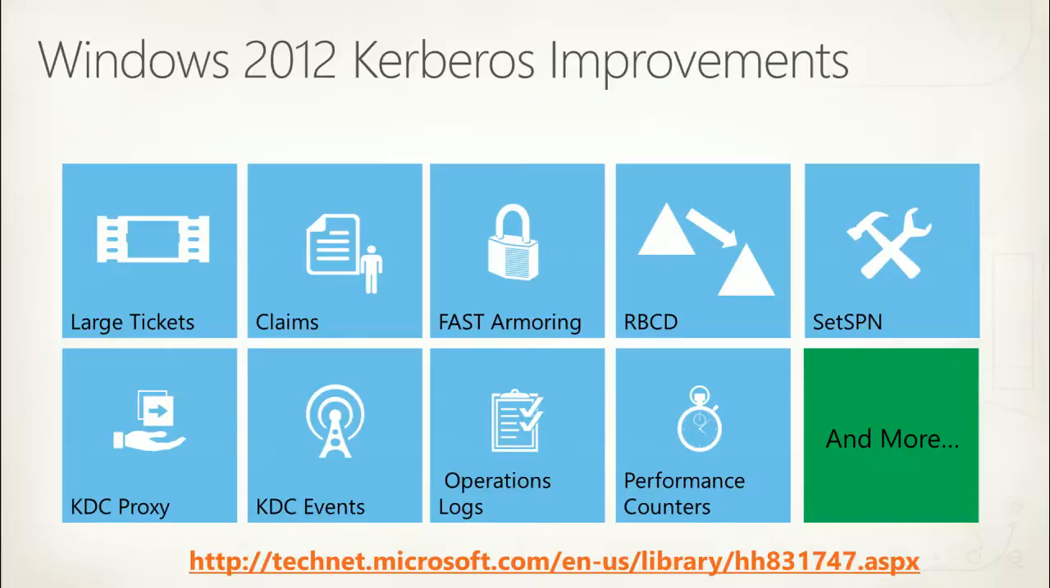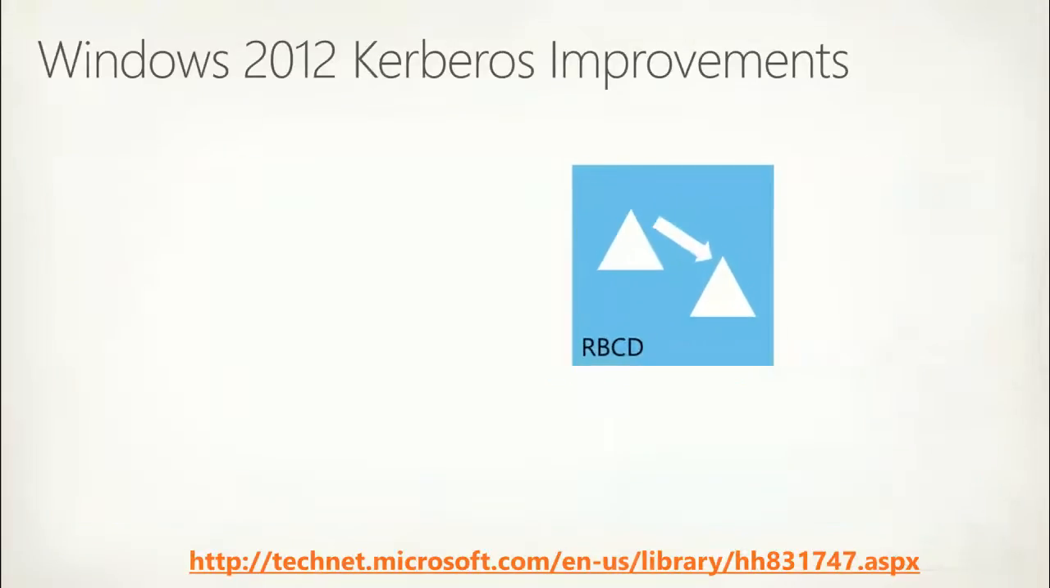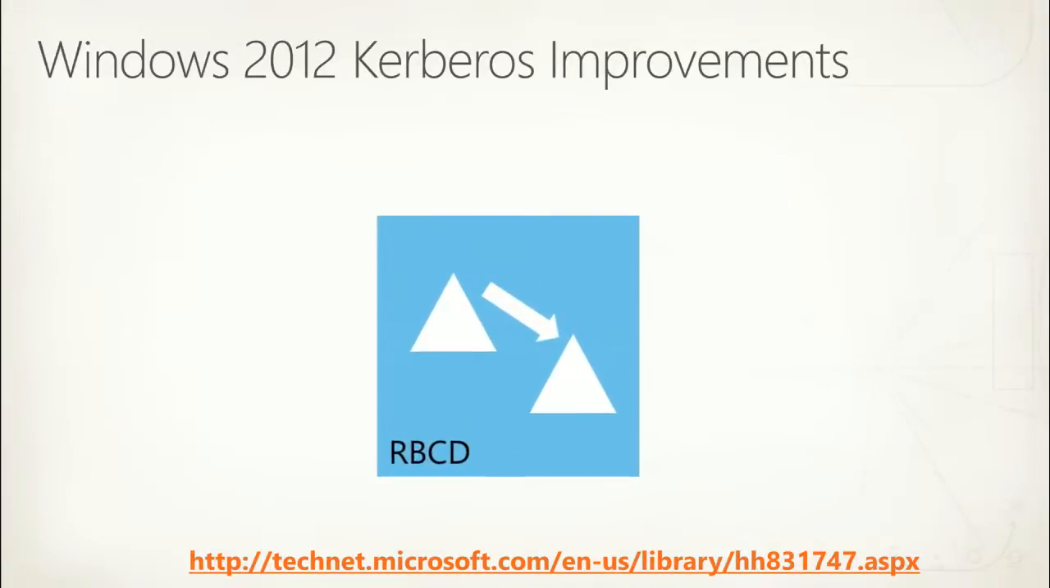Fast armoring, something called RBCD. The toolset for SPNs improved. We now have KDC proxies. We have all these improvements and even more. So please go check out TechNet and learn about all the improvements we're making in Windows 2012. From a BI standpoint, however, one of the key things we're going to be really interested in is RBCD, Resource-Based Constrained Delegation. Let's take a look at that.